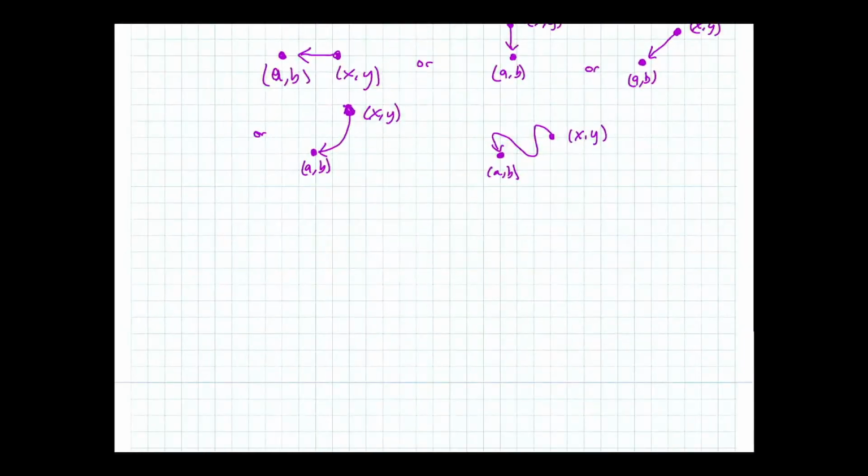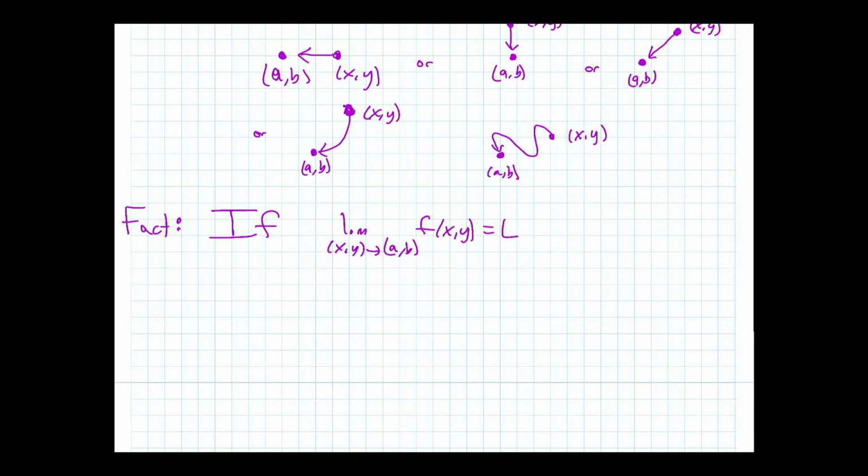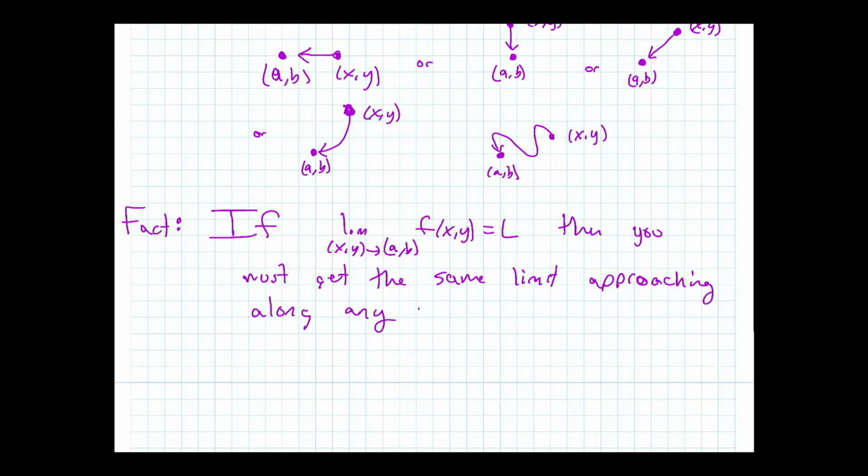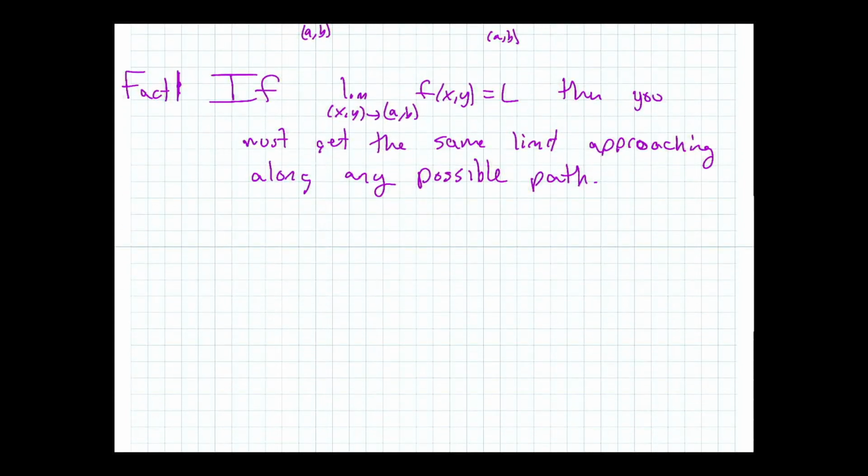And so a key fact about these limits, a fact that we need to know, is this: if the limit as (x, y) approaches (a, b) of f(x, y) equals L, then if the limit exists, you must get the same answer along every single path, approaching on every possible path. So no matter how you do it, you would get the same answer, L. Now, the reason we care about that is because this means that if you don't get the same answer along different paths, then the limit doesn't exist. So let's call this fact one.